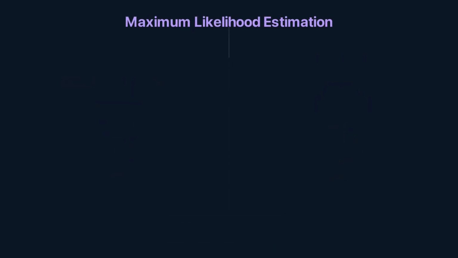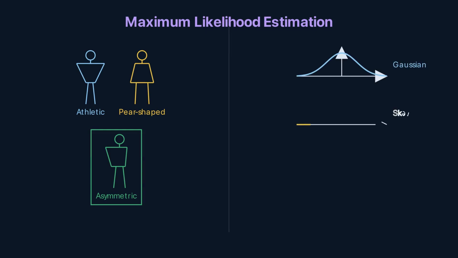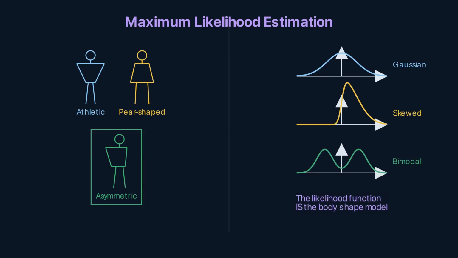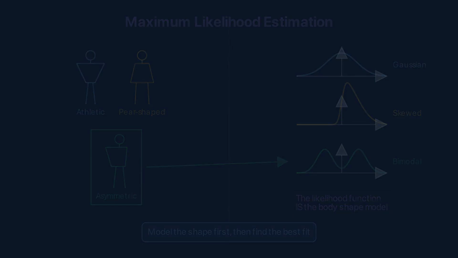Maximum likelihood. Before adjusting the fabric, the tailor first asks what kind of body shape this client has. Athletic, broad shoulders, narrow waist. Pear-shaped, narrow shoulders, wide hips. Asymmetric, one side broader than the other. She selects the appropriate body shape model, the likelihood function, and then finds the suit parameters that are most likely given that model. For the asymmetric client, she uses a skewed distribution. The suit is designed to accommodate the asymmetry from the start, not compromise around it.